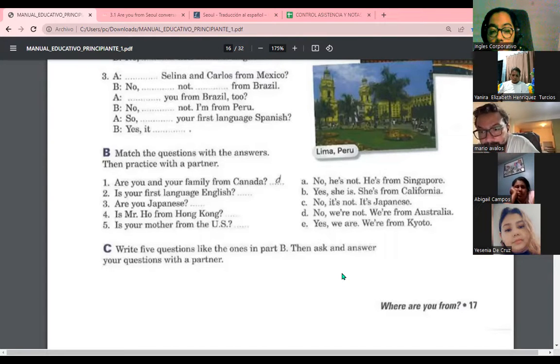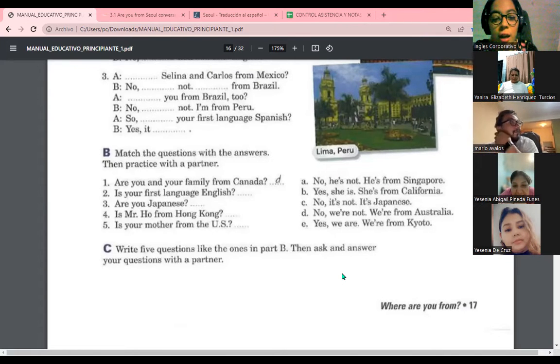Letter B. Dice, no, vamos en la tres. Are you Japanese? It's letter D. Okay. It's letter E. E, very good. Yo oí que decían B. Ok, no. E, yes. Letter E. Ok, yes.